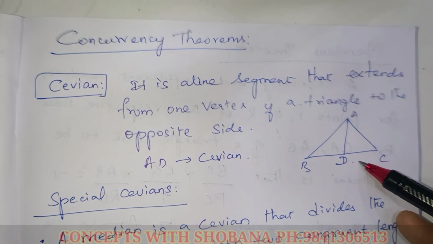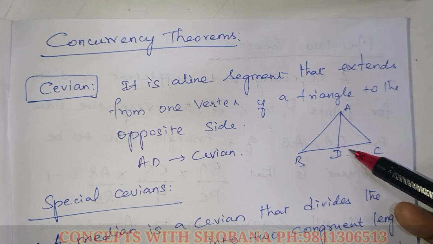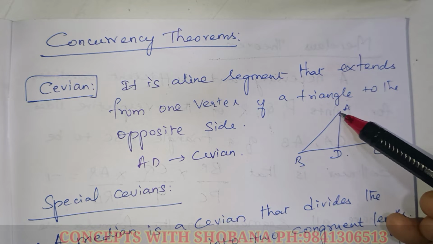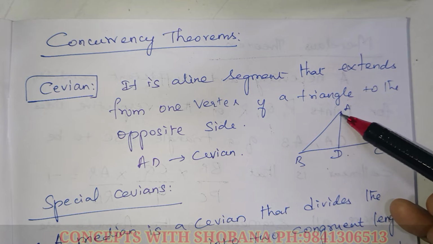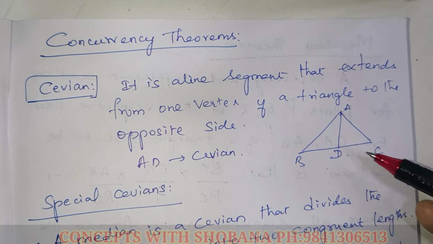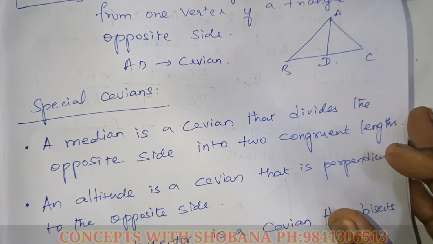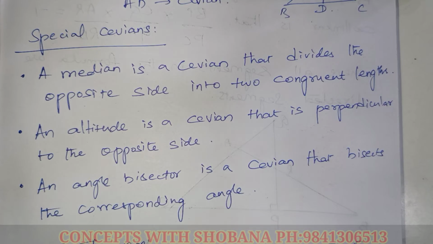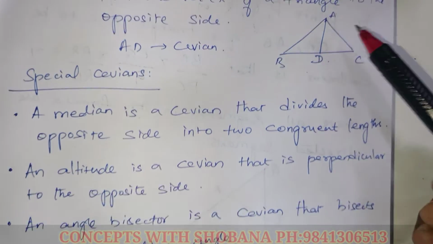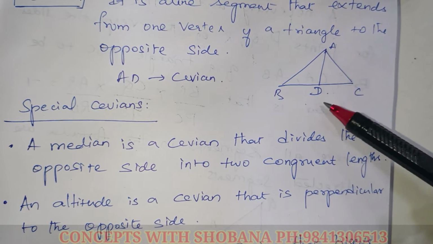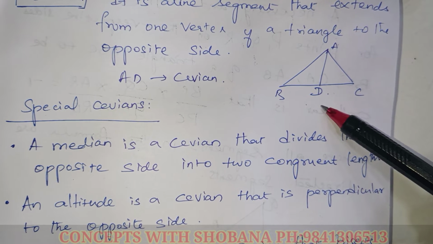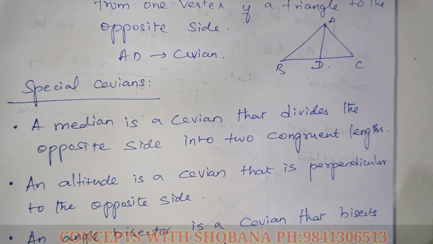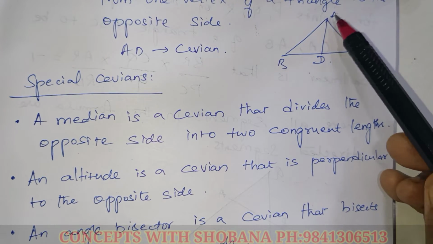In a quadrilateral we would say diagonal. Here, a cevian is a line segment that extends from one vertex to the opposite side. Here AD is the cevian. There are special names and special cevians. We will see them one by one. So the first cevian is the median. I said a cevian is a line from the vertex to the opposite side. Based on how this line is, you have special types. The first one is the median.